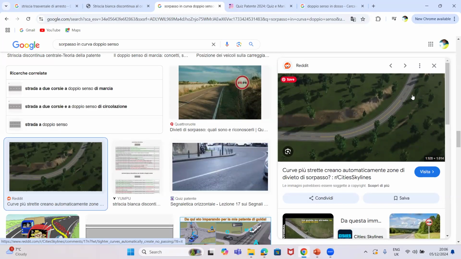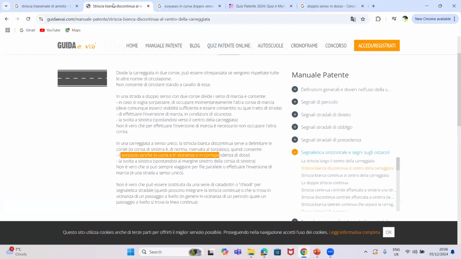Why? Because, now, double continuous. Watch. Senso unico. I don't talk about double continuous. I say senso unico. And you know what senso unico is? The standard one, whenever we have this continuous line in the center of the carriageway.